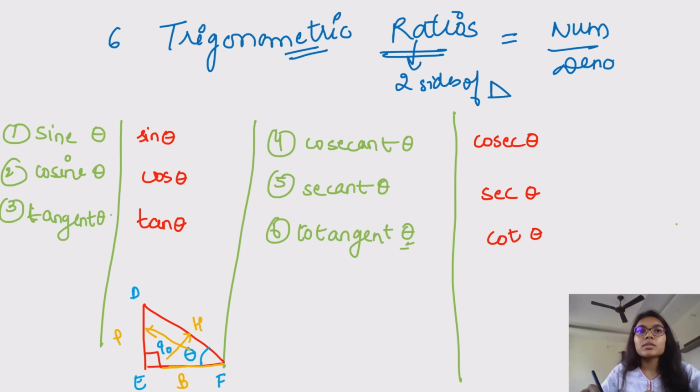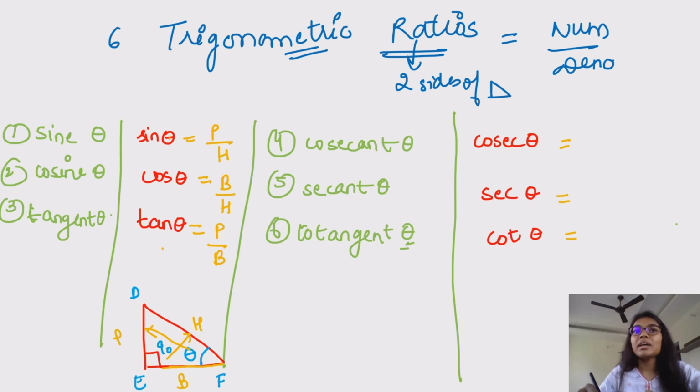According to this, the ratio of sides for sin theta will be perpendicular upon hypotenuse. For cos theta, it will be base upon hypotenuse. Tan theta will be perpendicular upon base. For cosecant theta, secant theta and cot theta, you understand that these are the reciprocals of sin, cos and tan.